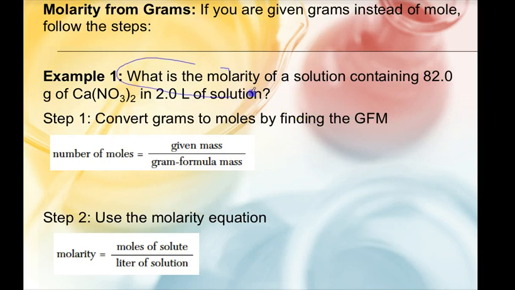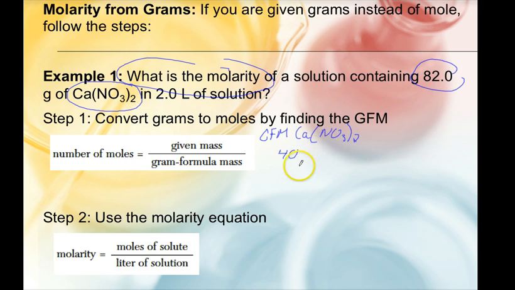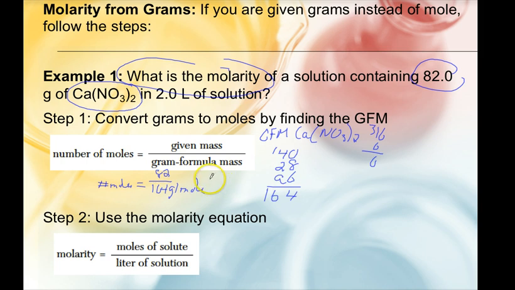So let's quickly take a look here. It says, what is the molarity of a solution that contains 82 grams of calcium nitrate? The first thing we have to do is find the gram formula mass of calcium nitrate, which means we add up all the masses. I'm going to do this quickly: we have 40 for the calcium, 2 nitrogens, which would be 28, and 2 times 3 is 6 oxygens, so 16 times 6 is 96. If we add that up, we get 164 as the gram formula mass. The number of moles would be the mass, 82, over 164 grams per mole. It's obviously going to give us 0.5 moles.